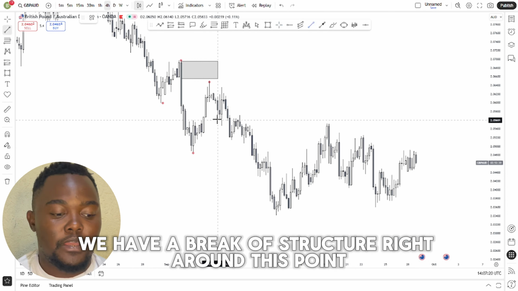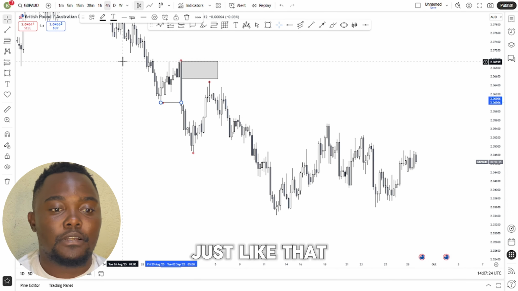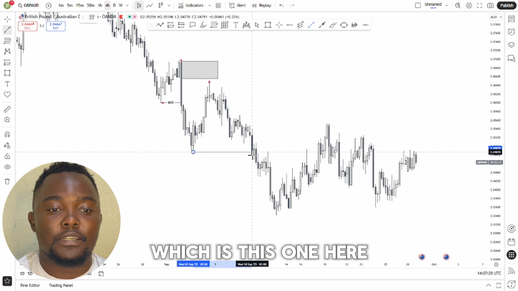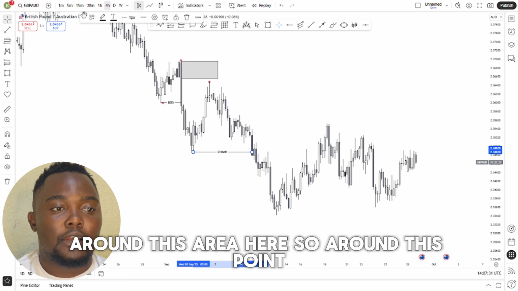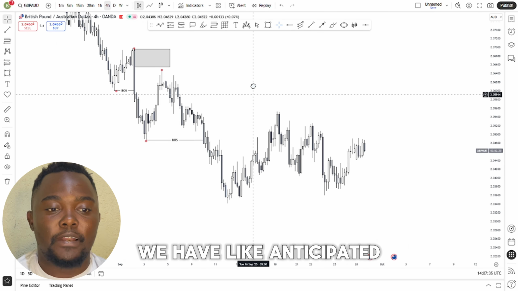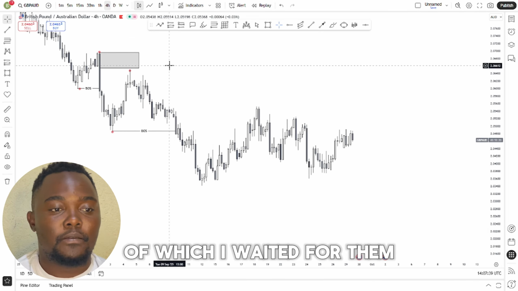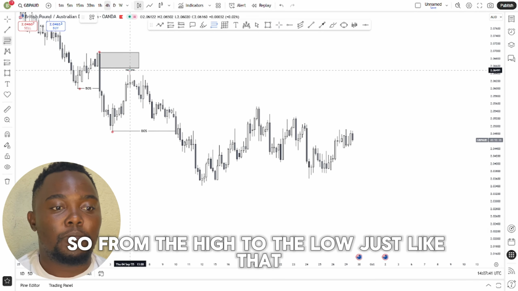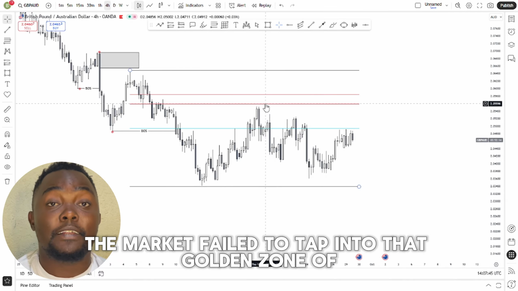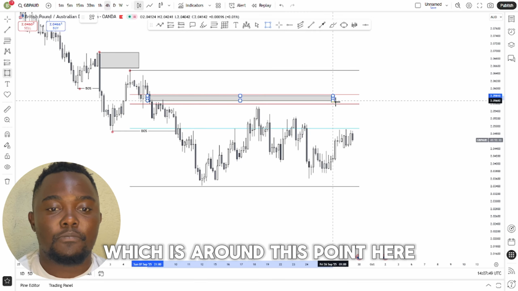So right there we have a break of structure right around this point, just like that. Then after that we had another break of structure, which is this one here, around this area. Around this point we anticipated some selling opportunities, which I waited for, and they didn't come up. So from the high to the low, we can see that the market failed to tap into that golden zone, which is around this point here.